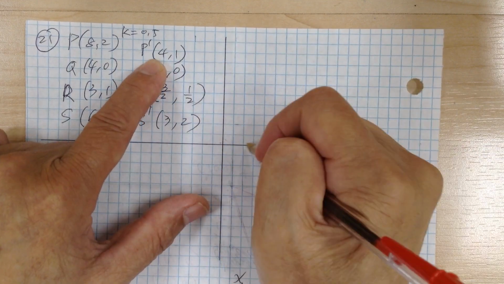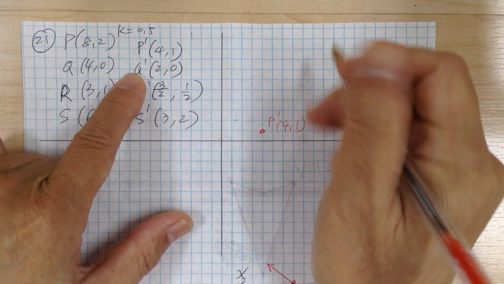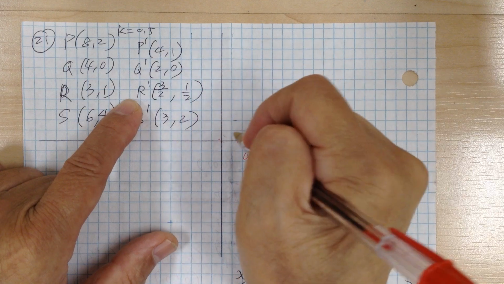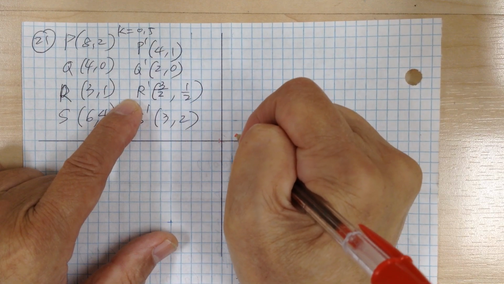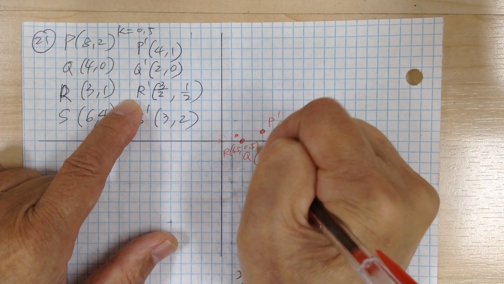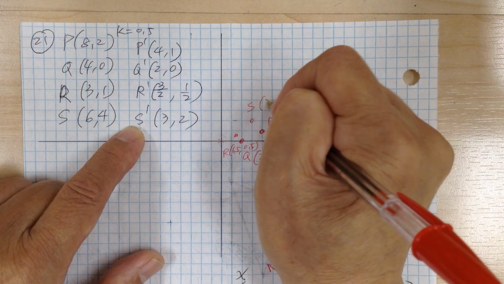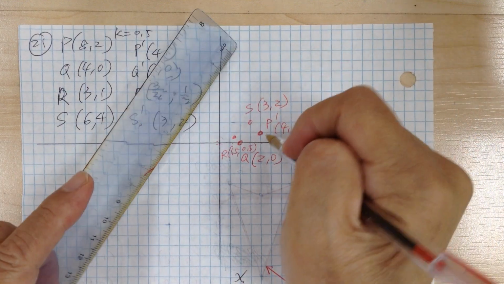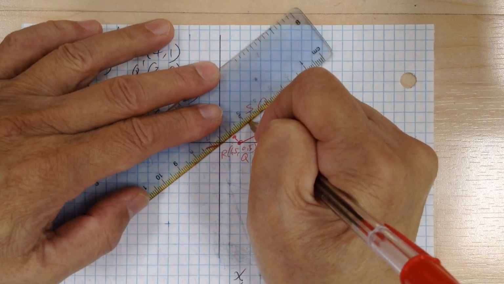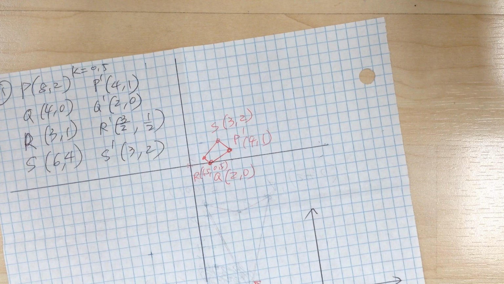So again, watch your X and the Y, okay, so that's your P prime. Q prime is 2, 0, and R prime is 1.5, 0.5. So that's R at 1.5, 0.5. And S is 3, 2. Okay, so your picture, so P, Q, R, S. Okay, so that would be the picture.